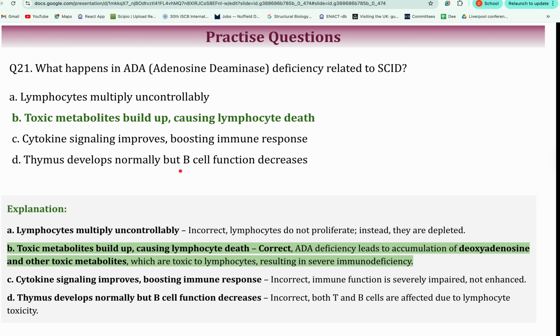Thymus develops normally. This is also wrong because in this, the thymus, T and B, both the cells are affected. And this is also incorrect because lymphocytes do not multiply, they do not proliferate, they get depleted. There is death of lymphocytes. Okay, now let's move to next question.